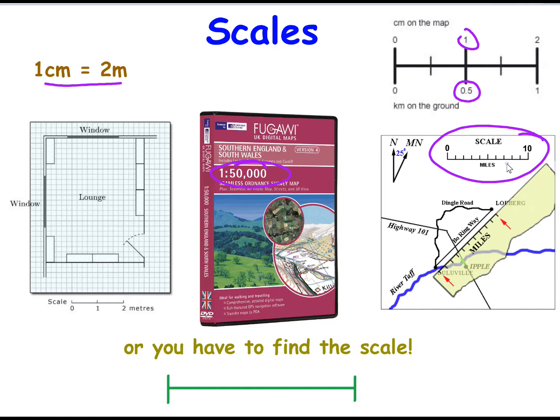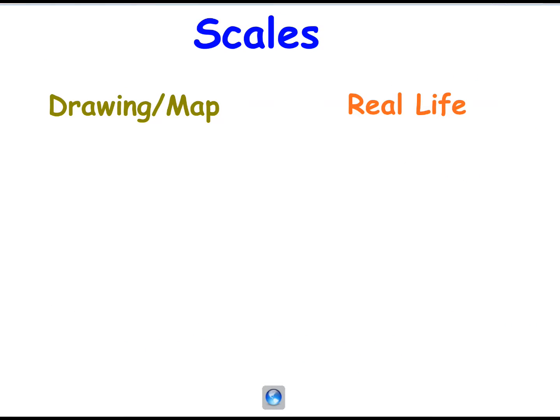So all we're going to do is have a look at this relationship between the map or the drawing and the real world, and show you how to use it as a ratio. We take whatever scale we've been given and turn it into this ratio. And this ratio is the relationship between the drawing or the map and the real world or real life.